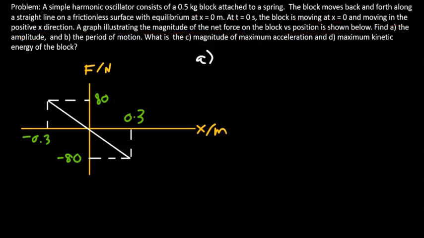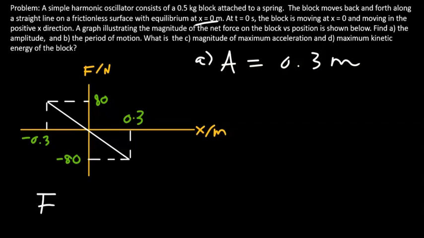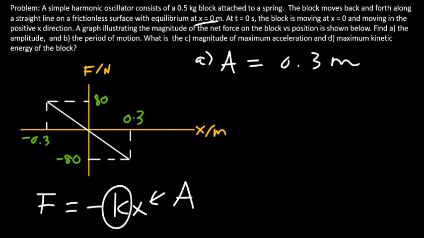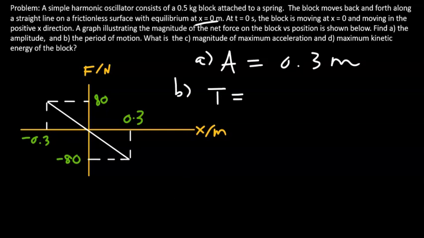The amplitude. The graph shows the maximum position measured from the x equals 0 point for this block is 0.3 meter. So that means the amplitude is just that, 0.3 meter. This graph illustrates the so-called Hooke's law, where k is the spring constant. So when x, the displacement or the amount of stretch of the spring, is maximum, namely the amplitude, the force is also maximum, in this case with a magnitude of 80 newtons. Part B, the period of motion.